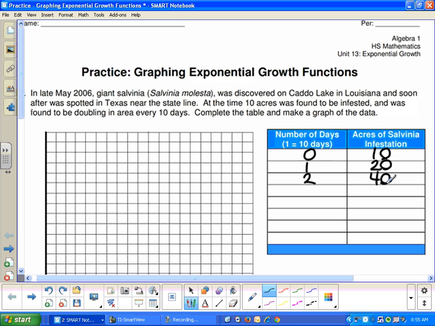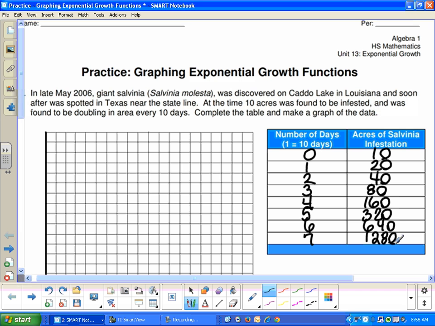40. 3, 80. 4, 160. 5, 320. 640. And 1280. Okay. So the key thing first is to make sure that you have on your graph, on your table, the correct numbers.